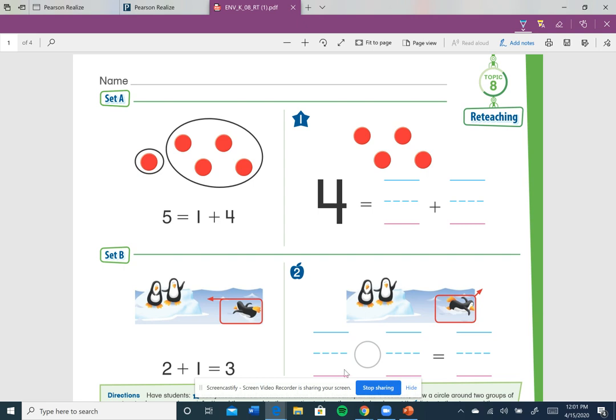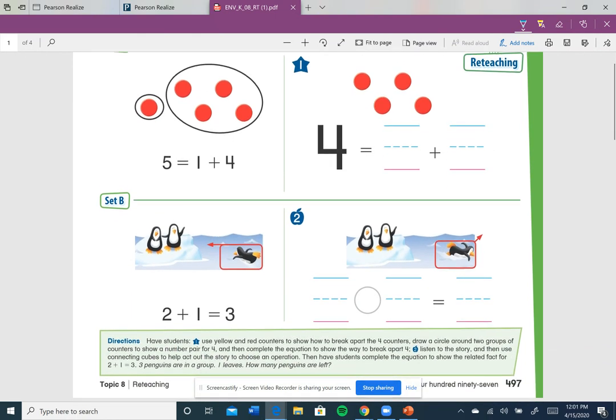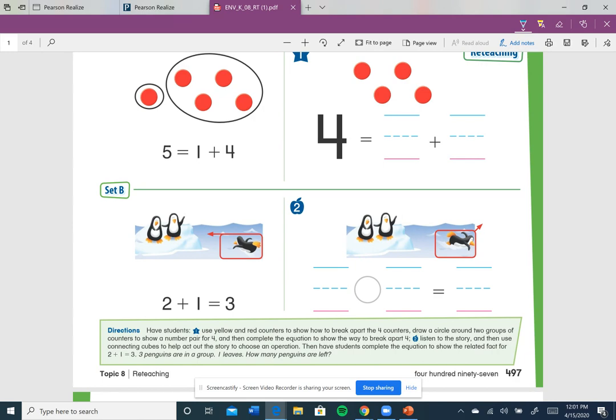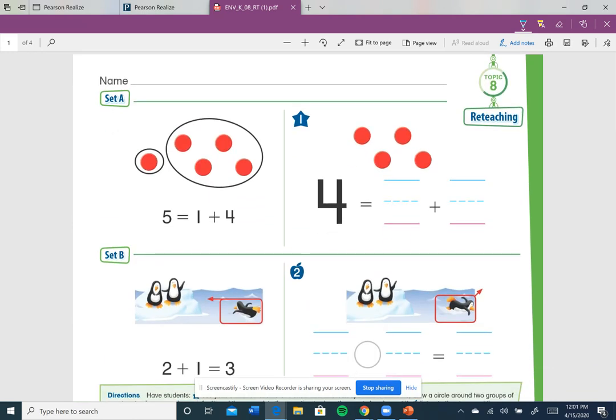All right, kindergarten, we have a review day for math. So we're on page 497. All right. Now, first thing we should do, let's write our name.